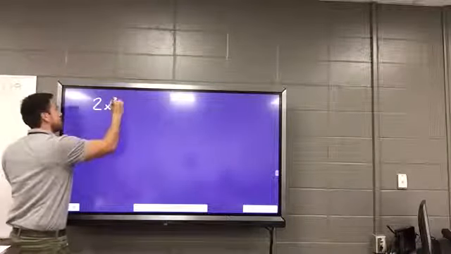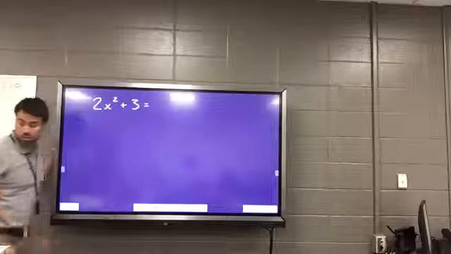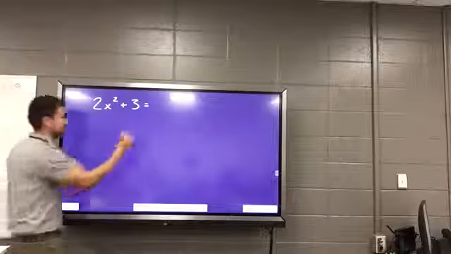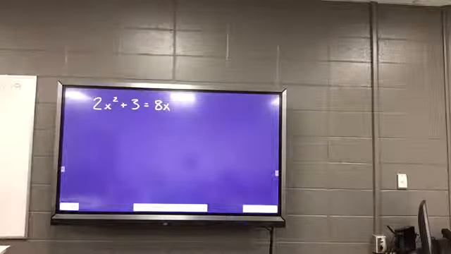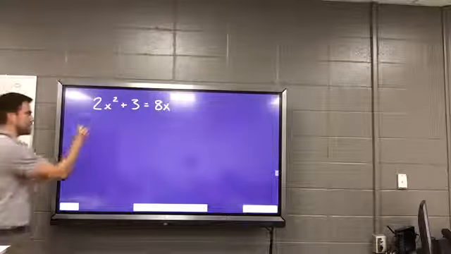Okay, let me give you another problem here. 2x squared plus 3 is equal to 8x. First step is get it into standard form. So I want that standard form, and then you can pick out your A, B, and C.